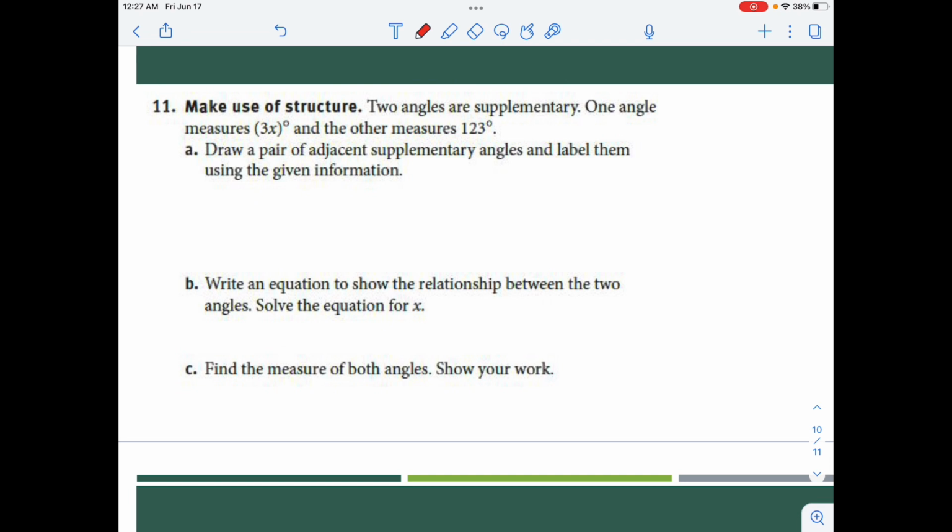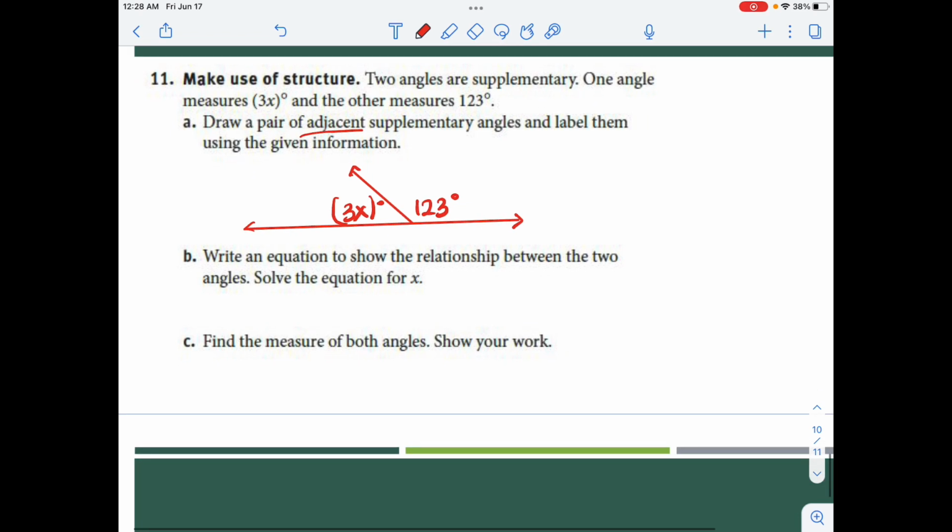Two angles are supplementary. One angle measures 3x degrees and the other measures 123 degrees. Draw a pair of adjacent supplementary angles and label them using the given information. Okay, let's do that. If they're adjacent, that means it's going to be a straight line. And let's call this 3x degrees. And let's call this 123 degrees.